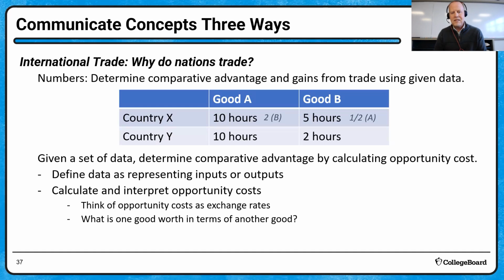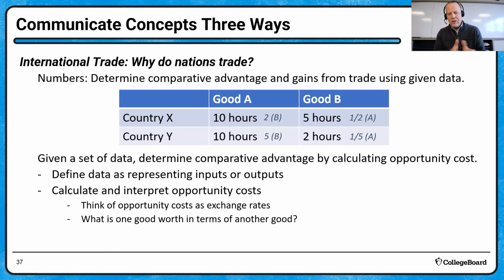Now you'll notice I'm putting these in the table. If you have pen and paper and you have a table like this, or even if you just write your own table based on a narrative, I think it's really helpful to put your opportunity cost in the table. So you're looking at all the data you need in one place at one time, and that's going to help you make those interpretations in the end. For country Y, we do the same thing. In 10 hours, they could have produced 5 units of good B. In 2 hours, they could have produced a fifth of a unit of good A.